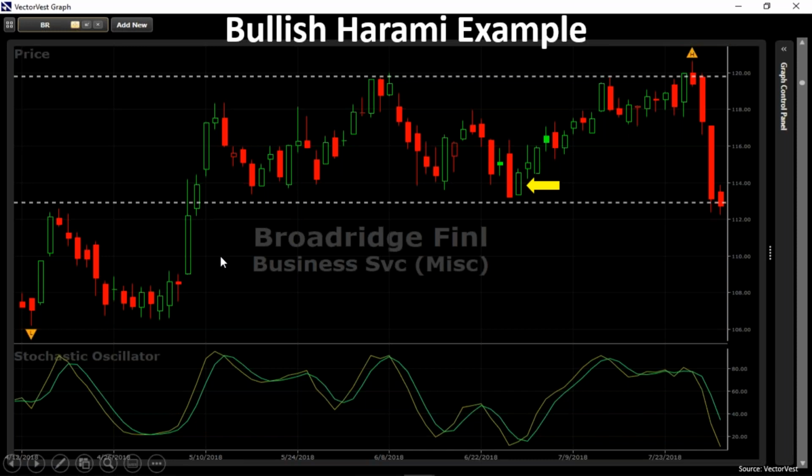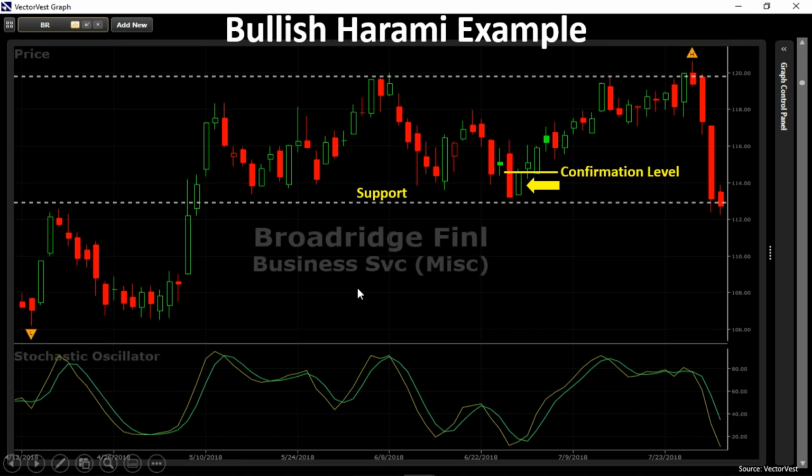All right, so here is Broadridge. Broadridge Financial got a nice support level here, right? You got a couple of touches here, another touch here. Now you have your bullish Harami forming at a support level along with the stochastics oscillator below 20. Really a high probability trade here.